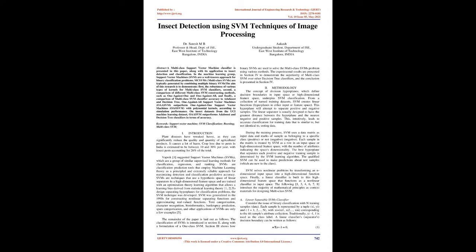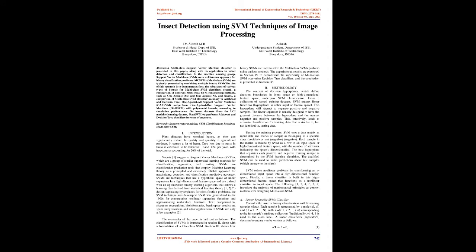MCSVMs, multi-class SVMs, are typically generated by combining multiple binary SVMs. The aim of this research is to demonstrate, first, the robustness of various types of kernels for multi-class SVM classifiers, second, a comparison of different multi-class SVM constructing methods, such as 1 against 1 and 1 against all, and finally, a comparison of multi-class SVM classifier accuracy to Adaboost and Decision Tree.